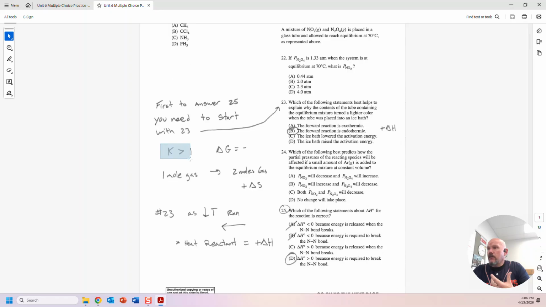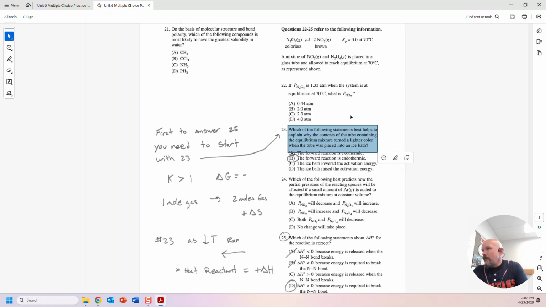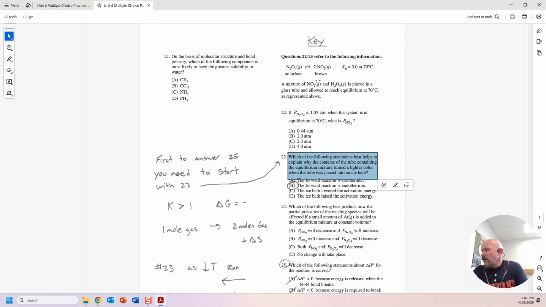All right, so we're told at 70 degrees, the equilibrium constant is greater than 1, delta G is negative, okay? 1 mole of gas to 2 moles of gas, we know delta S is positive, okay? But here is where we really confirm that delta H is also positive. They tell us that when we put the equilibrium mixture into an ice bath, so when we lower the temperature, it favors the reverse reaction. Now, they don't say that exactly. We have to understand how this would look, right?